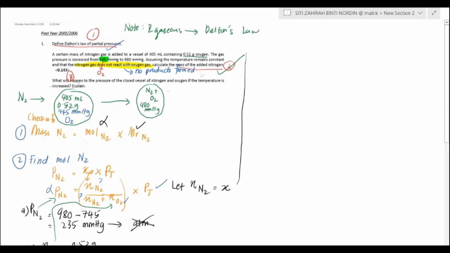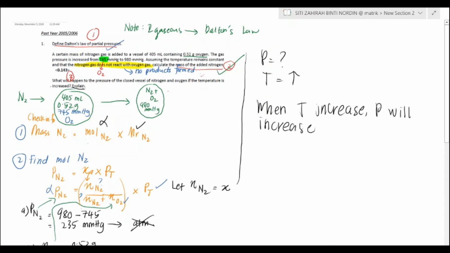The last question: what will happen to the pressure of the vessel if the temperature is increased? You've learned this back in physics. When temperature increases, pressure will increase. And the question asks you to explain it. Remember, when we're talking about temperature, our main point would be that kinetic energy and frequency of collision increase.